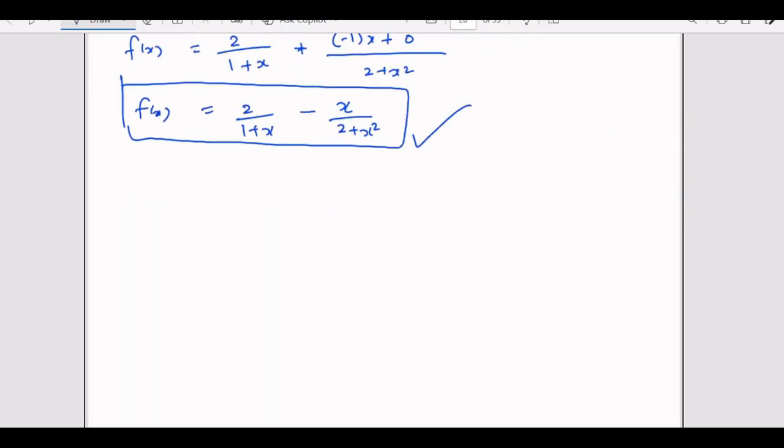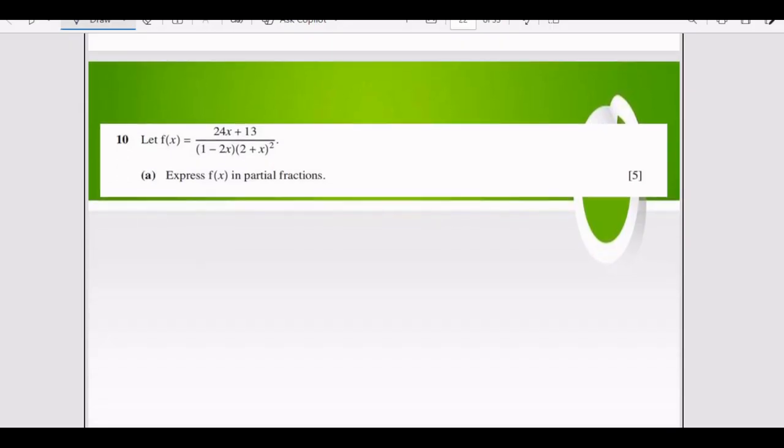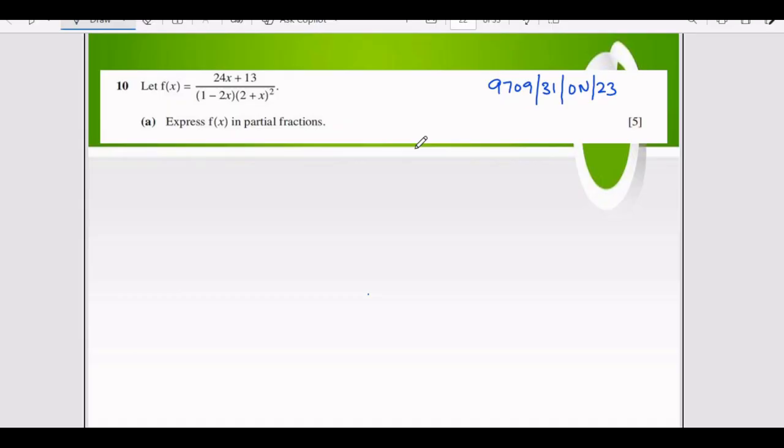Okay, now the next one here, this question involves integration, so I'm skipping it for now because we are just focusing on binomial and the partial fraction. Now let's move to the next question we have here.